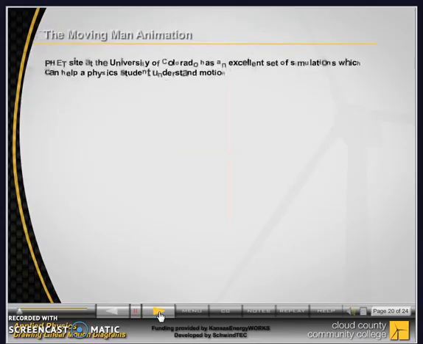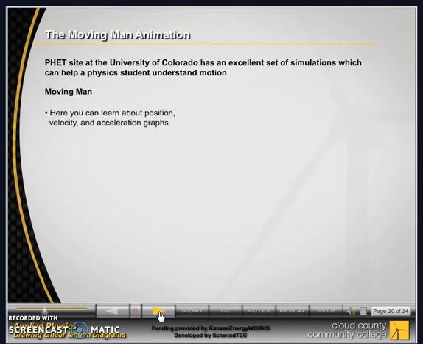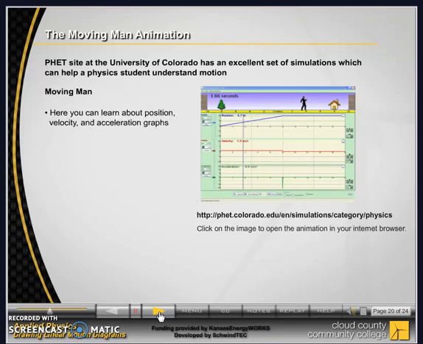The PHET site at the University of Colorado has an excellent set of simulations which can help a physics student understand motion. This PHET is called the Moving Man. Click the link to go to the following site. Here you can learn about position, velocity, and acceleration graphs. Move the little man back and forth with the mouse to plot his motion. Set the position, velocity, or acceleration, and let the simulation move the man for you.